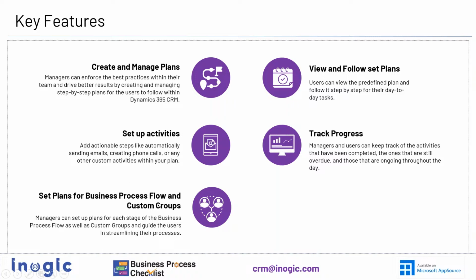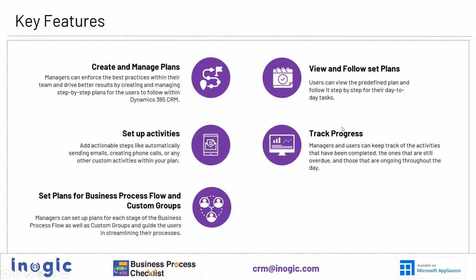One of the key advantages of using our business process checklist solution is that it allows you to set up various activities and actionable steps. This includes automating tasks such as sending emails, creating phone calls, or even integrating your custom activities to suit your unique business needs. Once the plans and the activities are in place, the users can easily access and follow the predefined plan, and that too step by step, making their day to day tasks more structured and efficient.